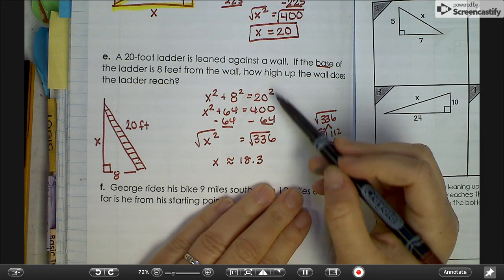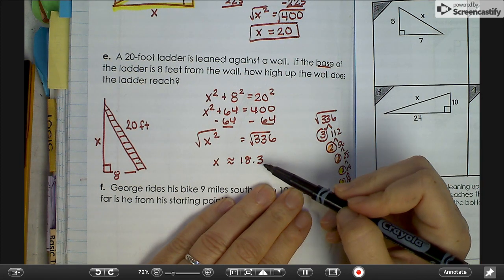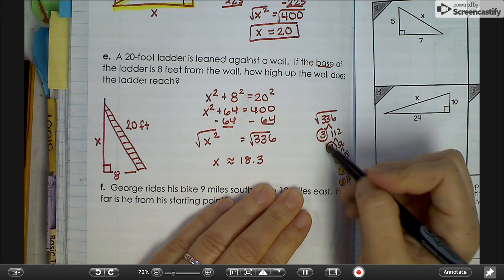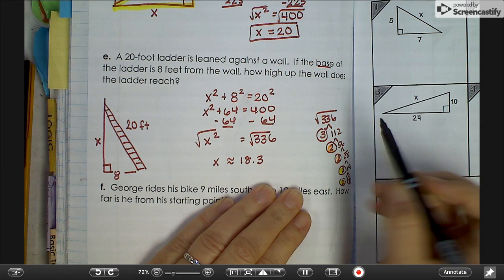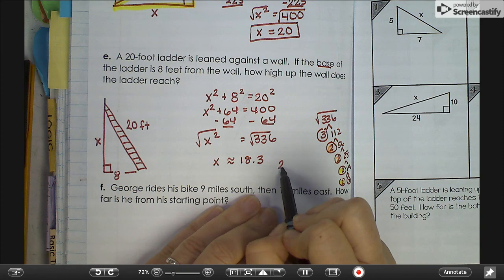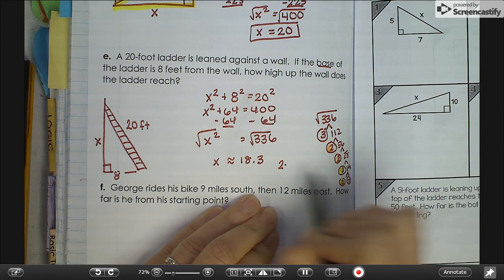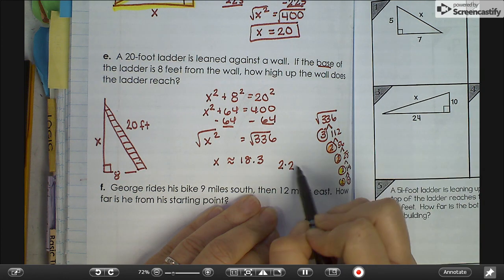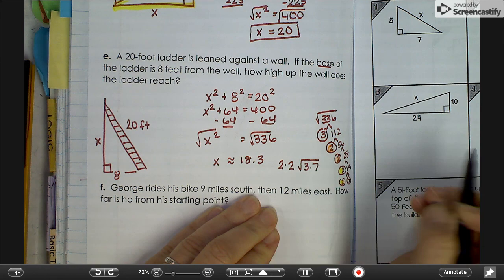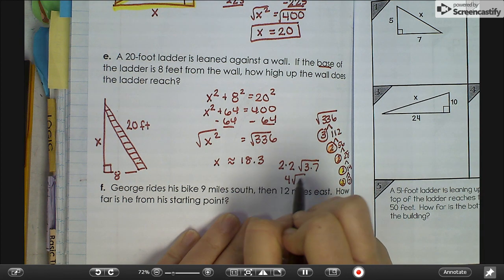All right, so I did the decimal equivalent, which is 18.3, but I wanted to do simplest radical form also. So I have 2 2's that are orange that match, 2 2's that are yellow that match, and then our leftovers were the 3 and the 7. So 4 root 21.